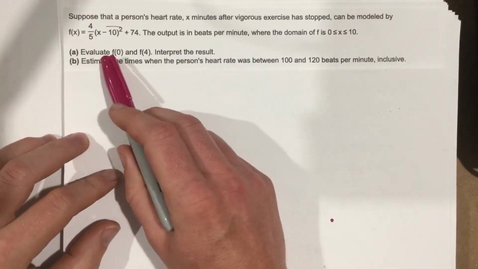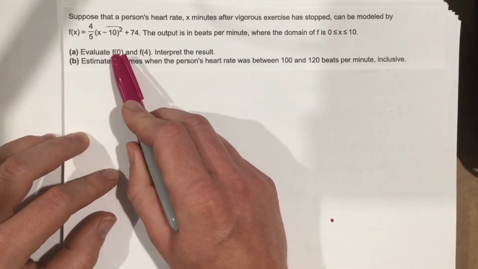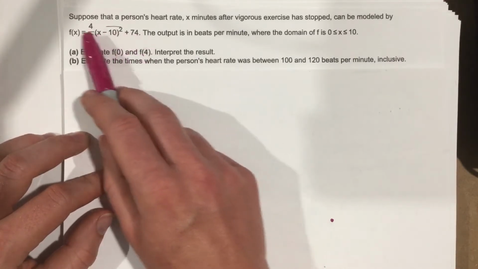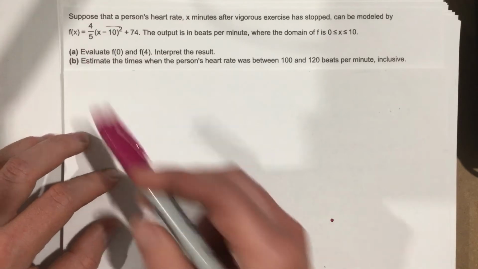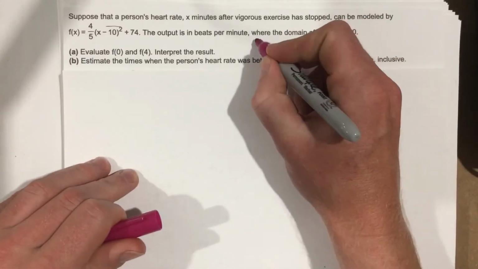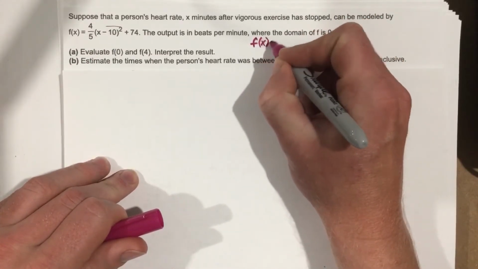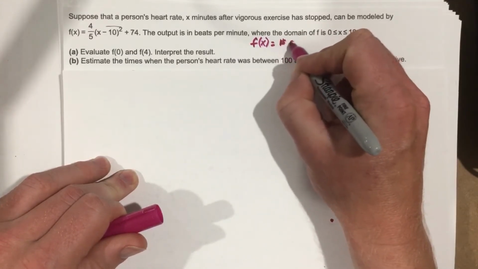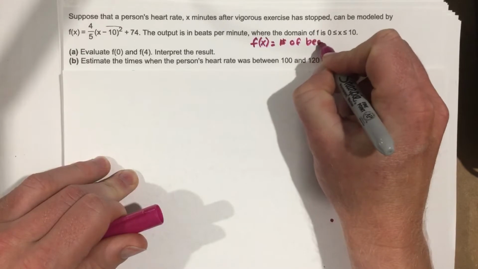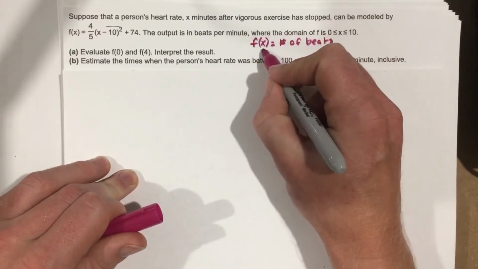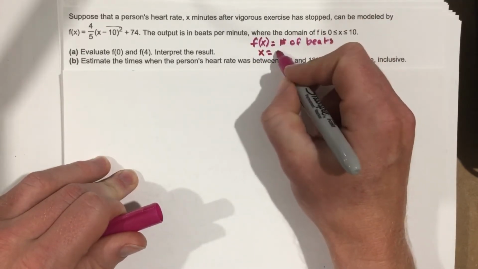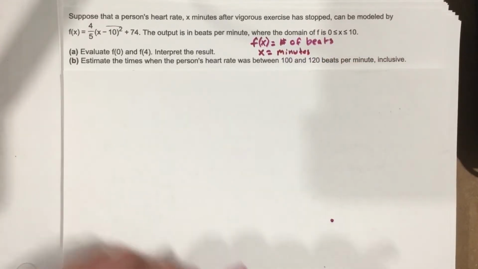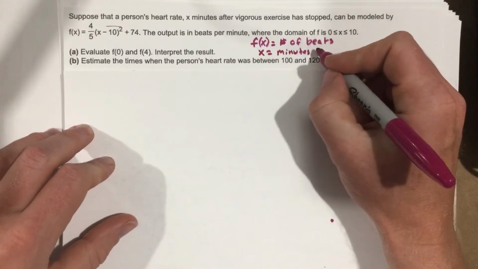For part A, they want us to evaluate the function with an input of 0 minutes. So they're looking to see what's the heart rate of the person. Heart rate is f of x. Maybe we should write that down. f of x is the number of beats, and x is equal to minutes. Okay, and it's minutes after stopping.